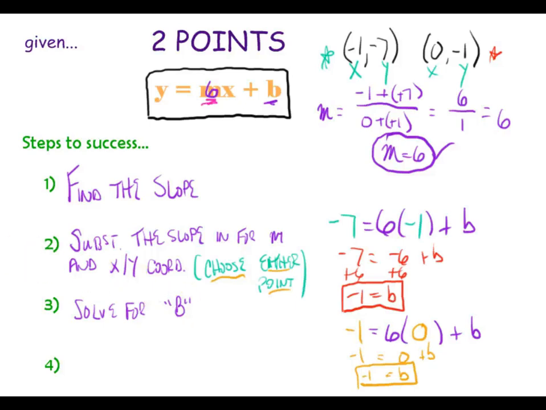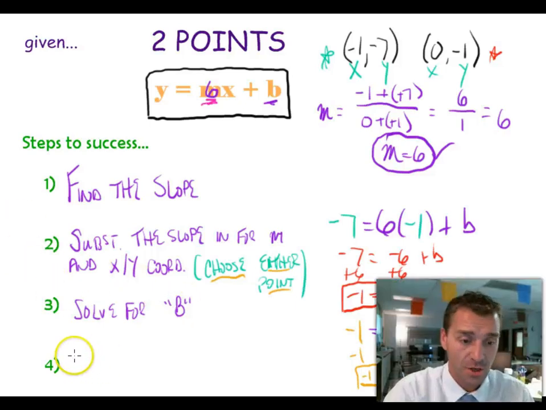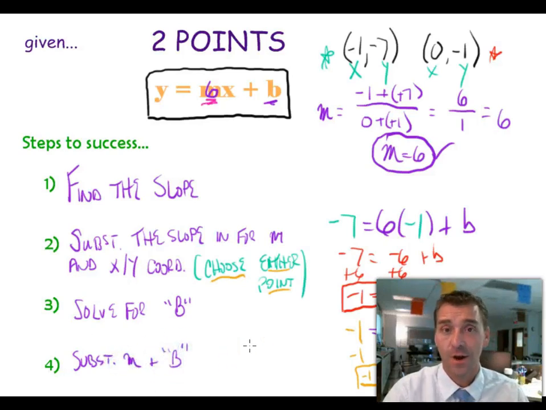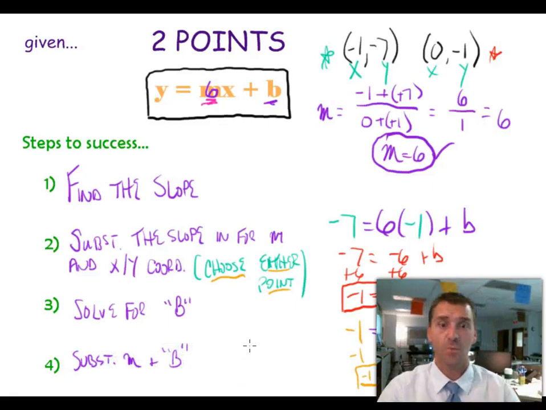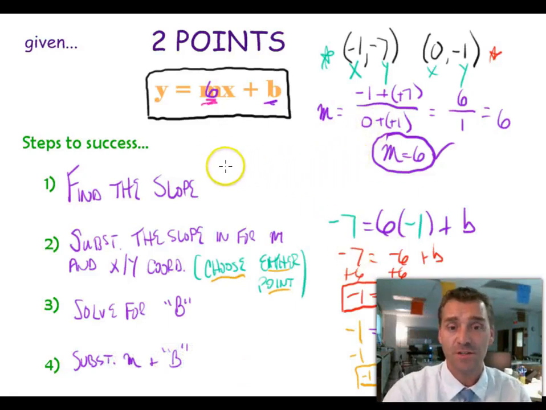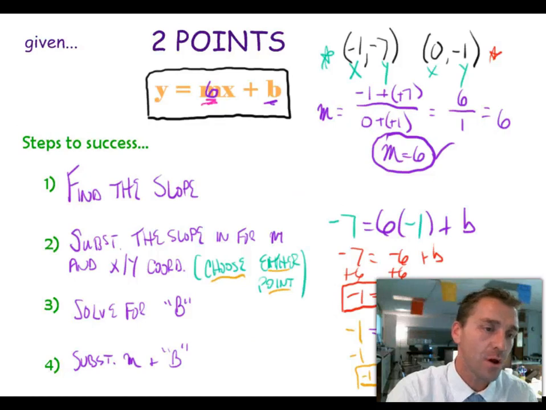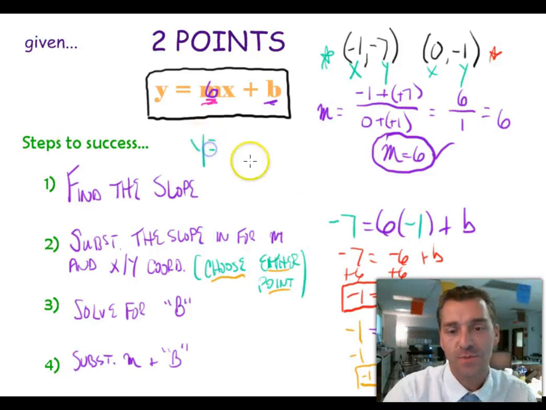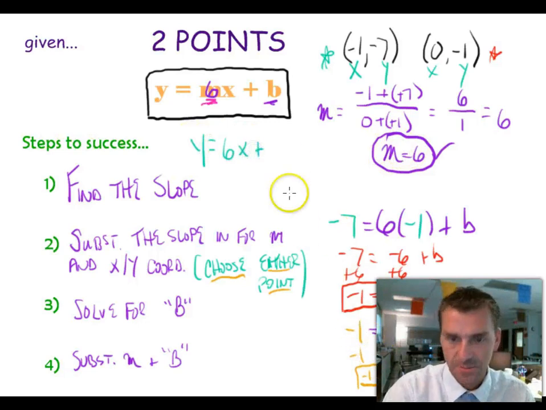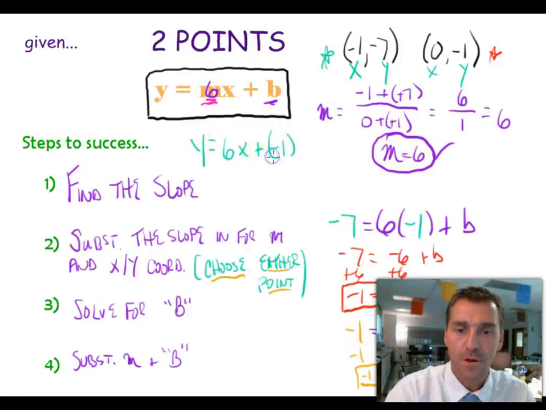And then the last step is just finish it up. That's actually substitute the slope and the y-intercept into the equation, and we're done, because then we did our mission. We've completed this mission by finding the actual y equals mx plus b form. Now my slope is 6. The y-intercept is -1. So there is your answer.